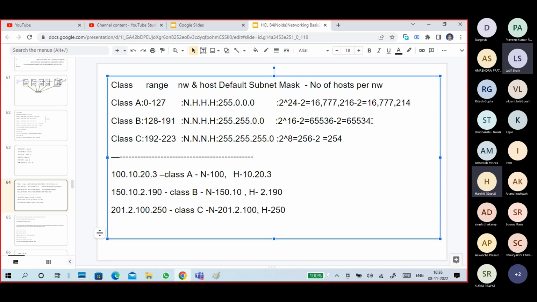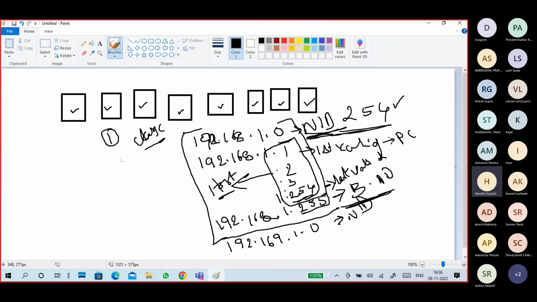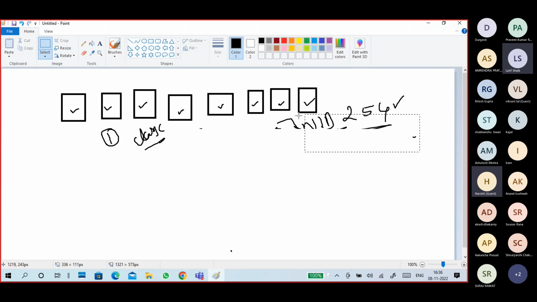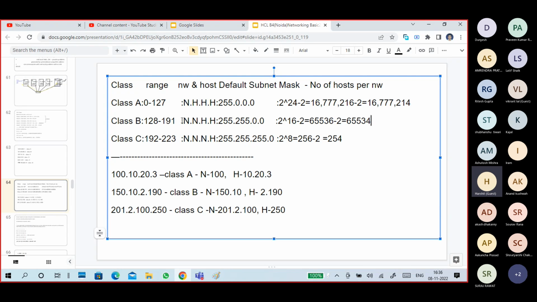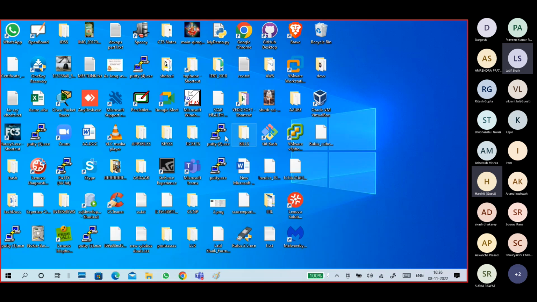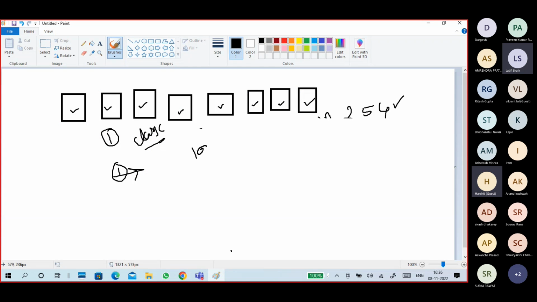Okay, it means one single class B network. In one single class B network, I can connect devices up to 65,000. 65,000 computers, IP addresses we are getting from one single network. For example, I have 172.16. Yes, it is one of the class B, right?